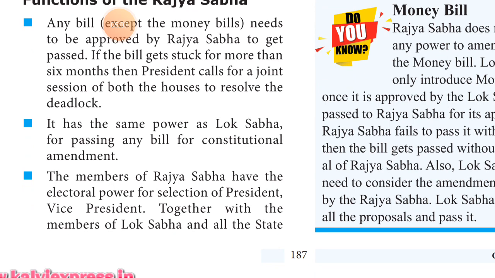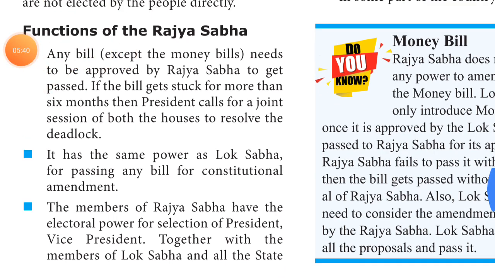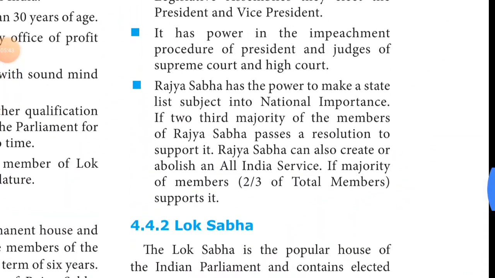And this next function of the Rajya Sabha: it has the same power as the Lok Sabha for passing any bill or constitutional amendment. The procedure we follow in the Lok Sabha for introducing or passing any bill, the same procedure we follow in the Rajya Sabha. Next, the members of the Rajya Sabha have electoral power. That means the members of the Rajya Sabha elect the President, Vice President, and other important ministers. That's very, very important. This is a function of the Rajya Sabha.